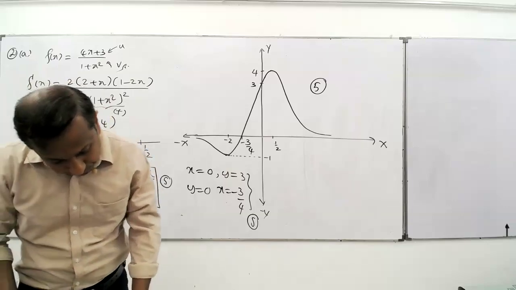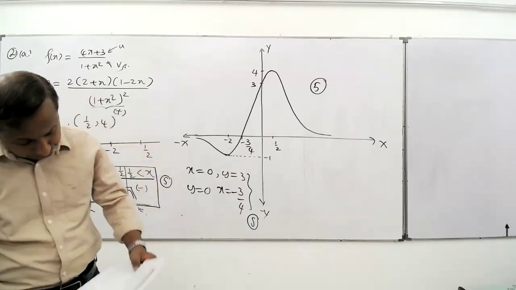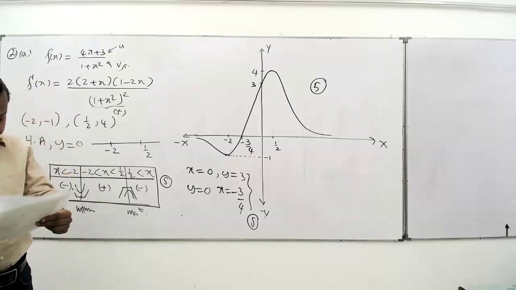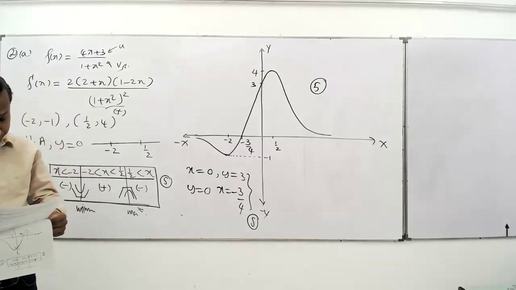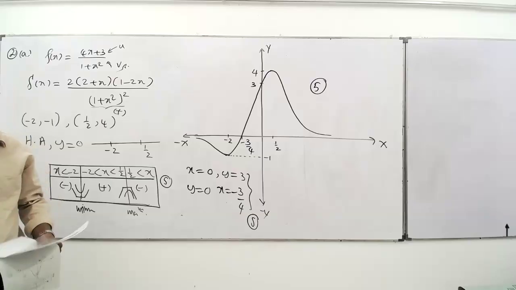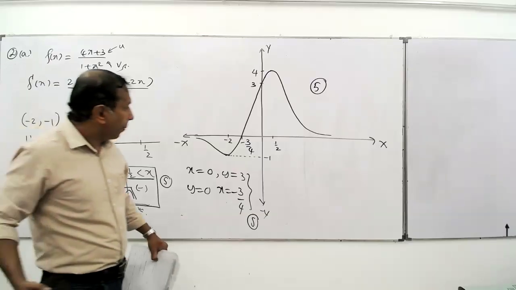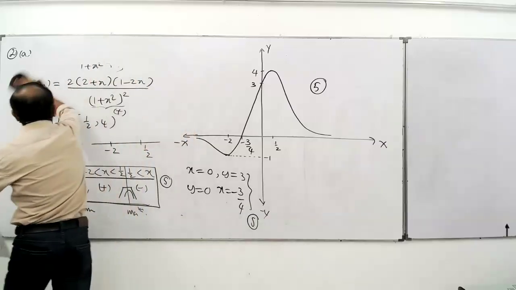Let's go to part B. So we are given y equals e to the power minus 2x cos 3x. Shall I erase the board? Quickly take this down.